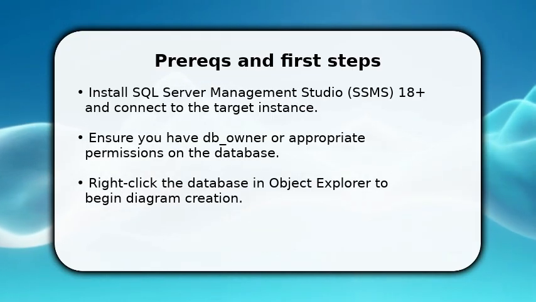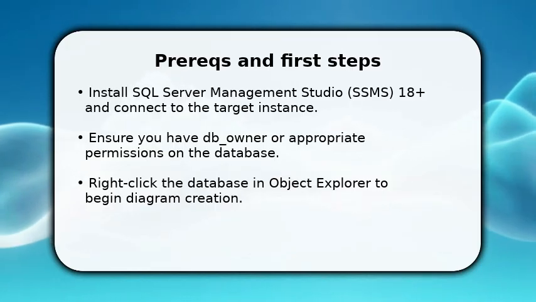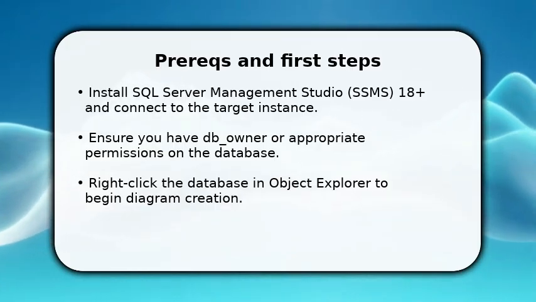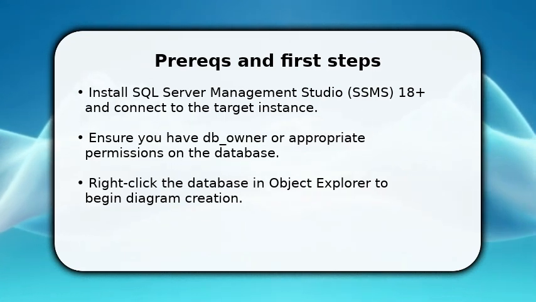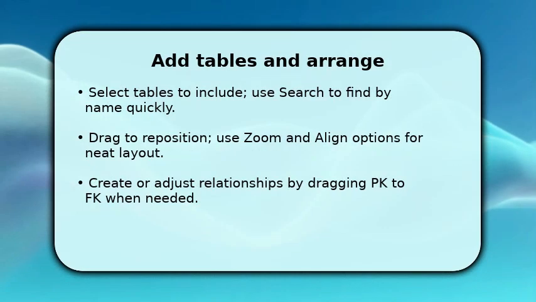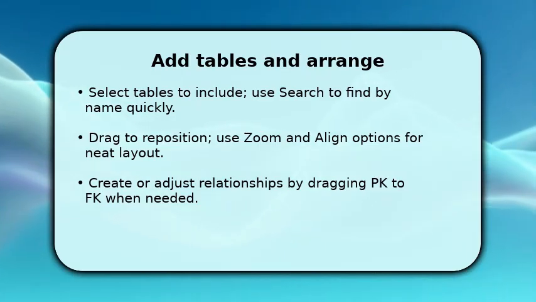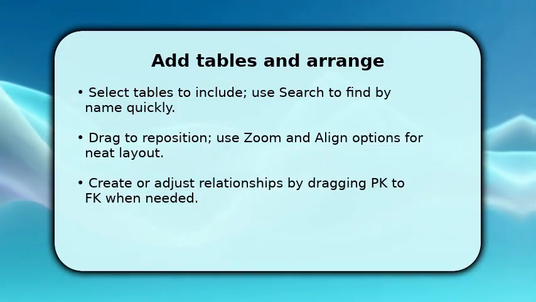This step initializes the diagramming support objects. Once done, the tool will prompt you to add tables immediately, so be ready to select the core tables you want visualized. Once the diagram canvas opens, add the tables you need by selecting them from the Add Table dialog. This lets you control scope and performance.